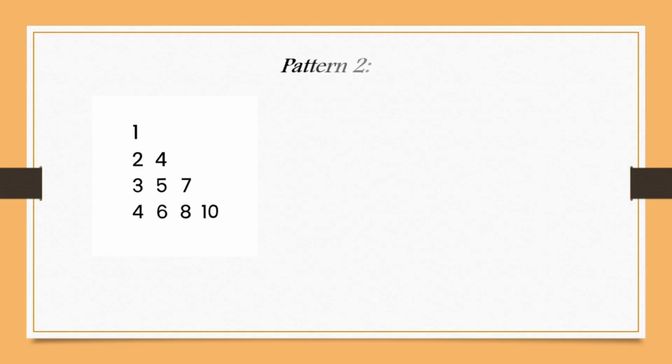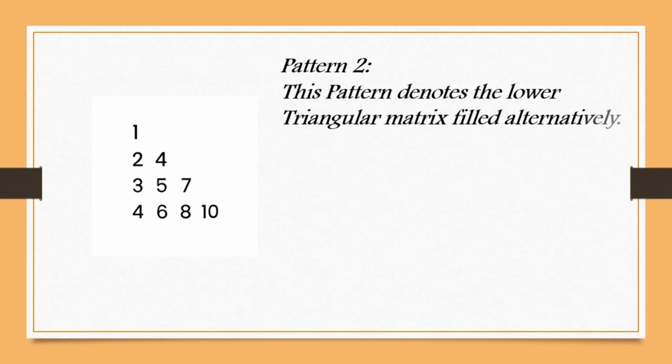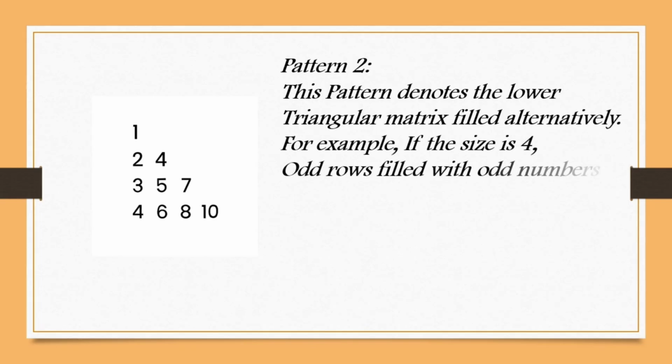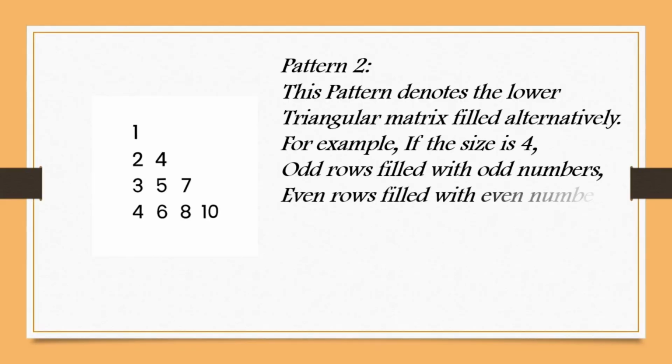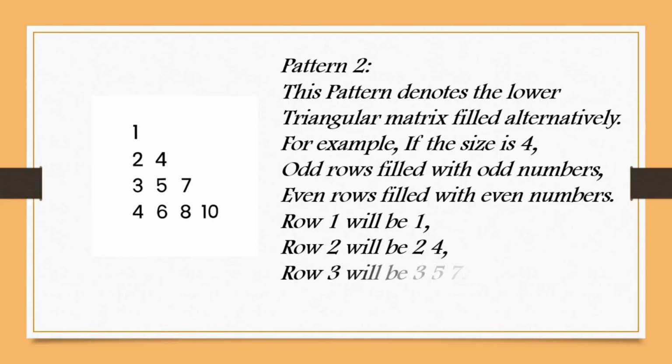Pattern 2. This pattern denotes the lower triangular matrix filled alternatively. For example, if the size is 4, odd rows filled with odd numbers, even rows filled with even numbers. Row 1 will be 1, row 2 will be 2, 4, row 3 will be 3, 5, 7, row 4 will be 4, 6, 8, 10.